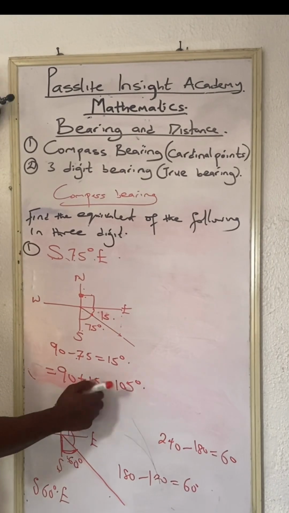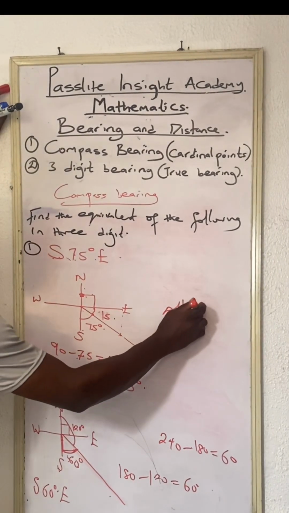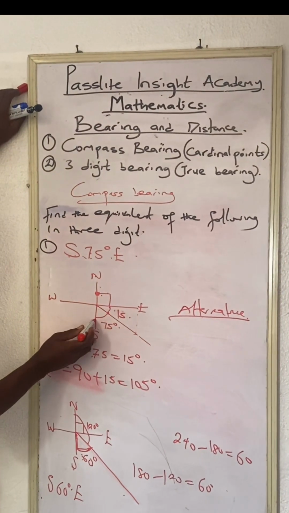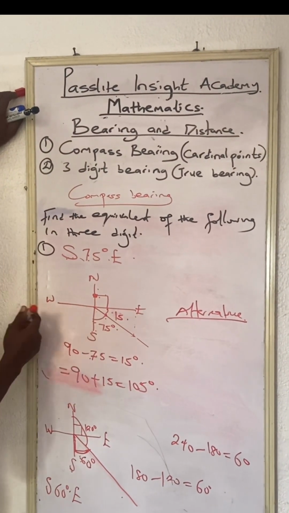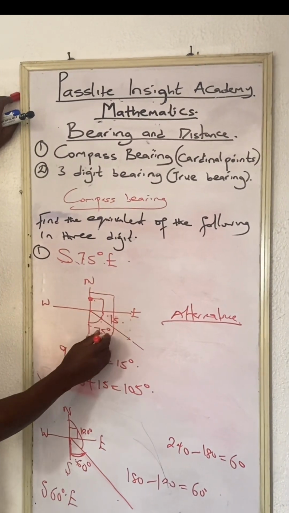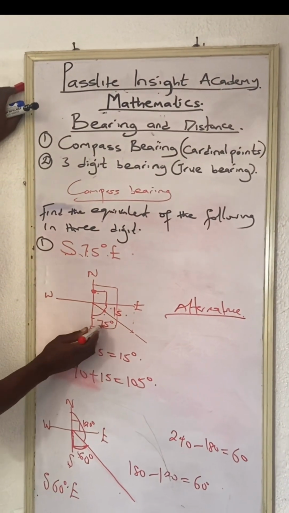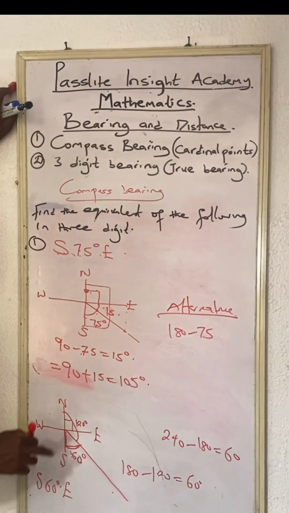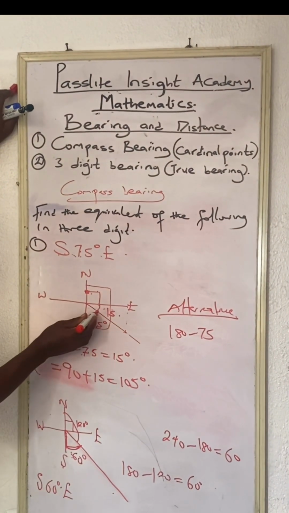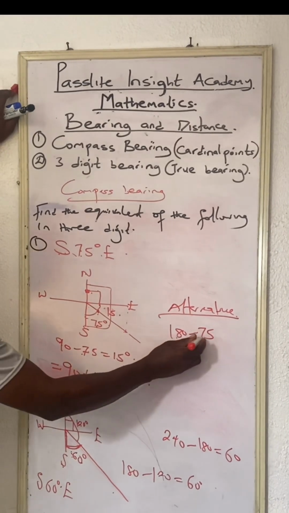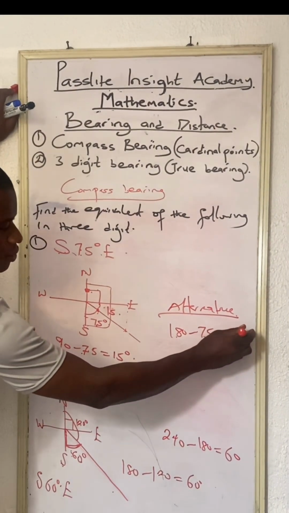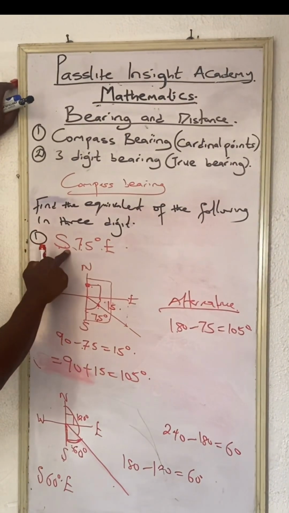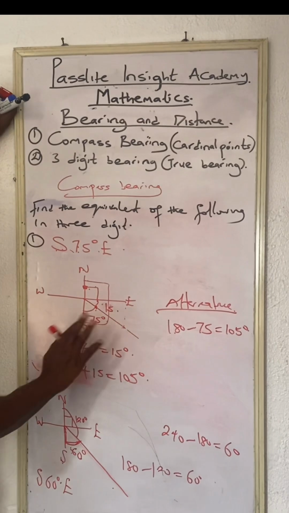But if you are not interested in that method, as an alternative, this is the point you need, and you are given 75. Then from the beginning, I told you from here to this straight line is 180 degrees. And you're given 75. Just do 180 minus 75, directly. So 180 minus 75 is 105 degrees. Final answer. You still have the same answer, but a different method.